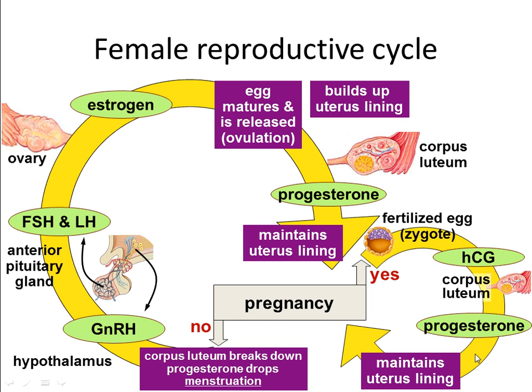A lot of times in the first trimester, women get really sick. They have morning sickness, and that's due to the high levels of progesterone in their system that's helping maintain that uterine lining. Progesterone and estrogen stay elevated in the early onset of pregnancy, and so that's sort of the symptoms of that. So that's your female reproductive cycle.